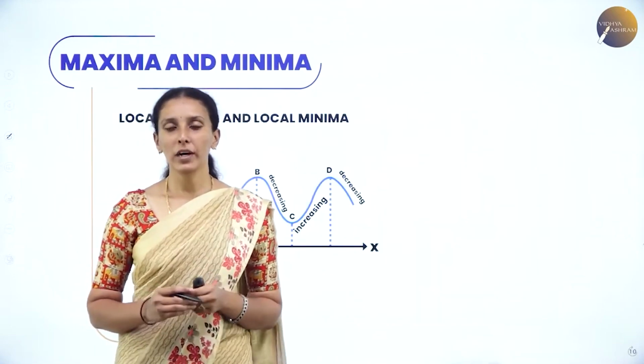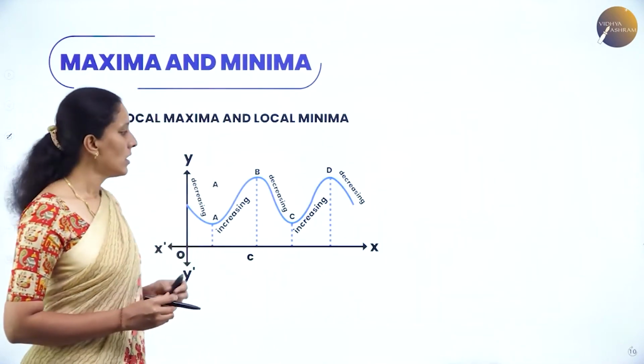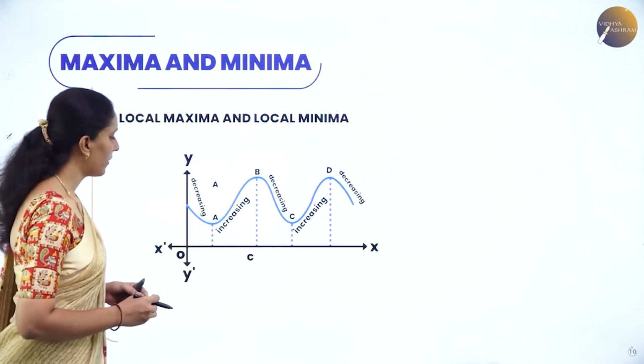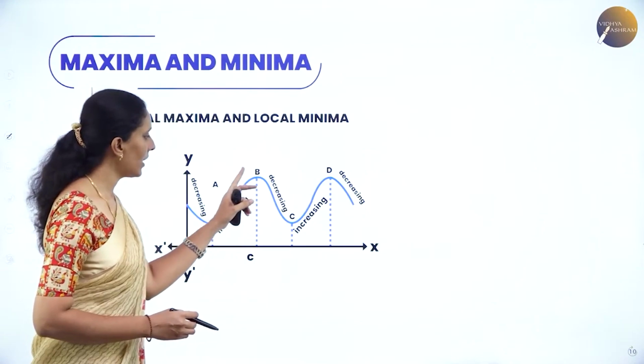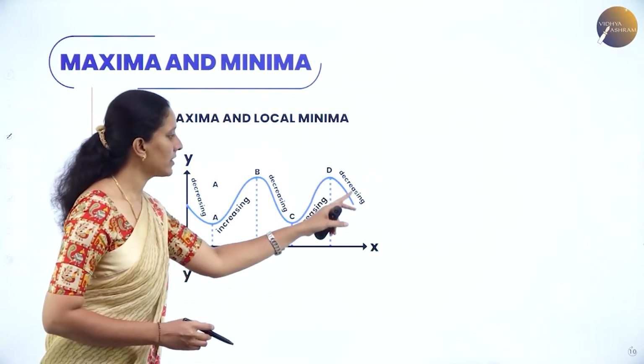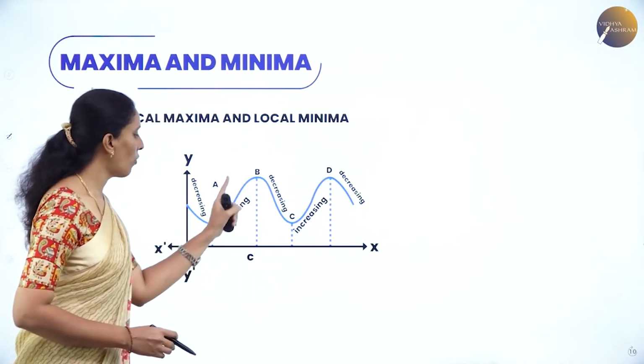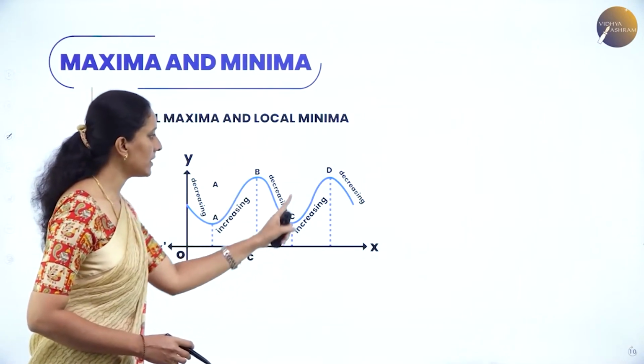Next we have local maxima and local minima. So let us take an example of a graph here. So here you can see the graph is decreasing and increasing, decreasing, increasing, decreasing. And here we have 4 points. I have plotted A, B, C, D here.